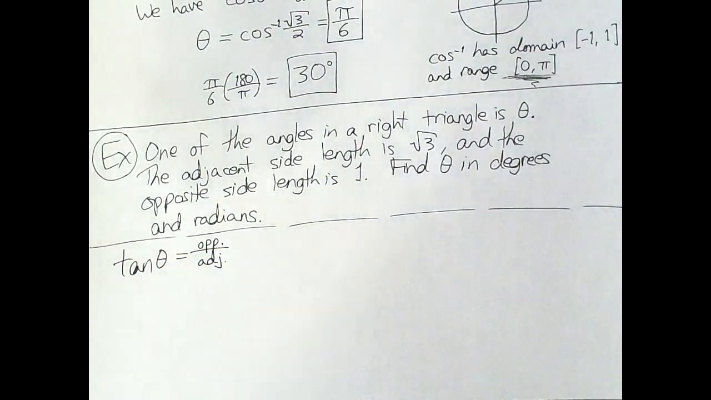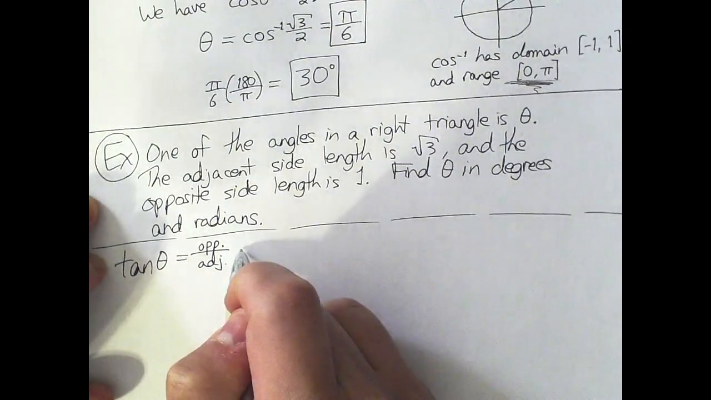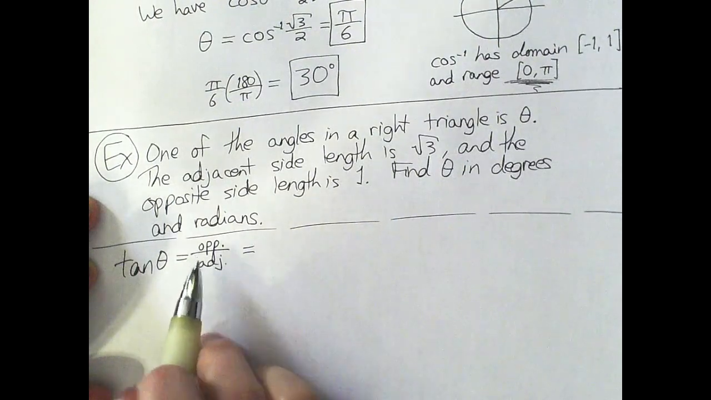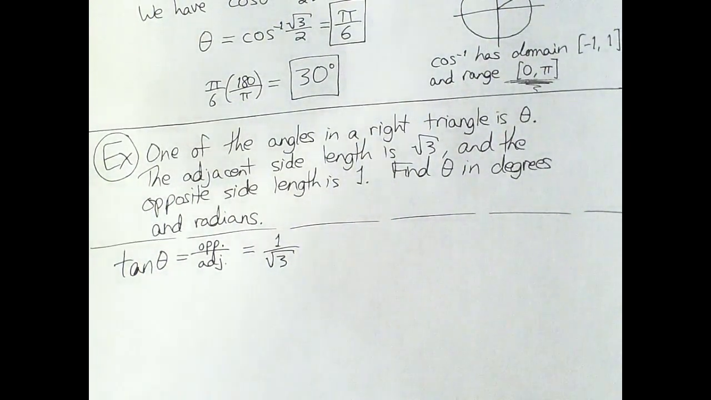Technically, if you wanted, there is another trig function that might help, and that's cotangent. But I don't want to use cotangent because I think tangent is simpler. Basically, we're going to be doing the inverse trig function. We're going to be doing inverse tangent. I would much rather work with inverse tangent instead of inverse cotangent, personally. All right, so opposite over adjacent. So this is 1 over the square root of 3. Can we figure out what theta is from this?